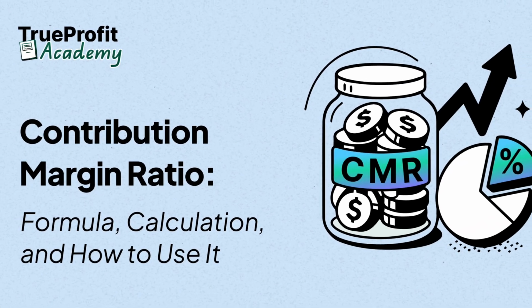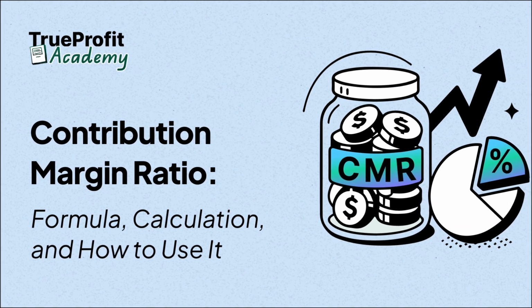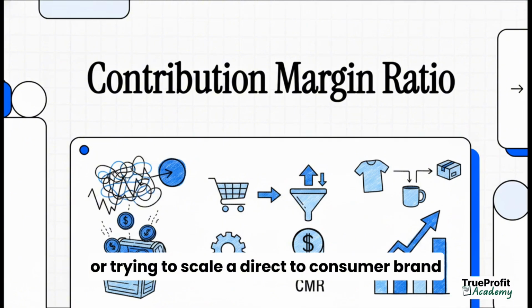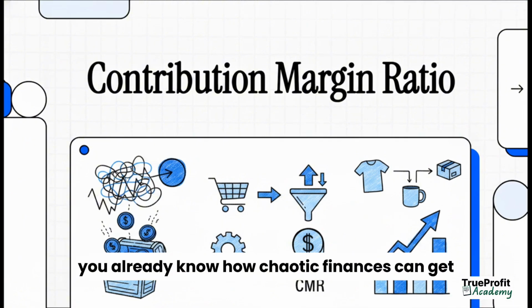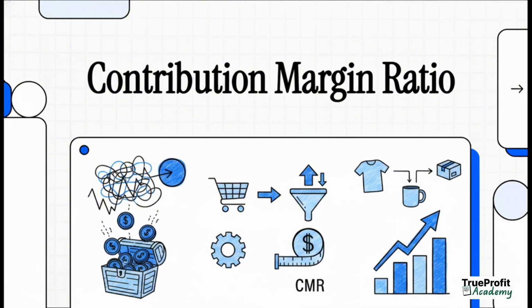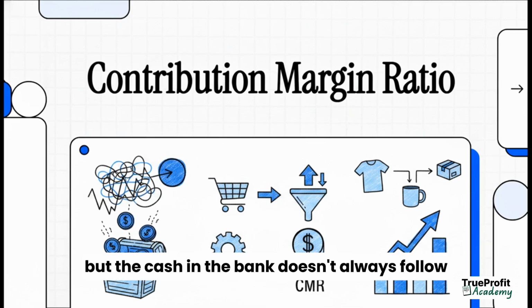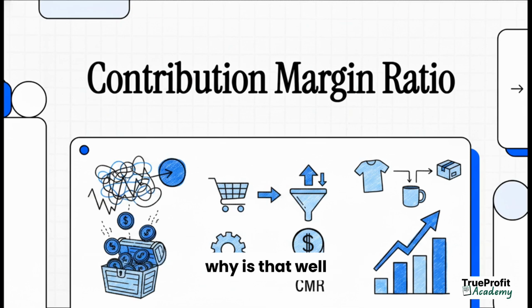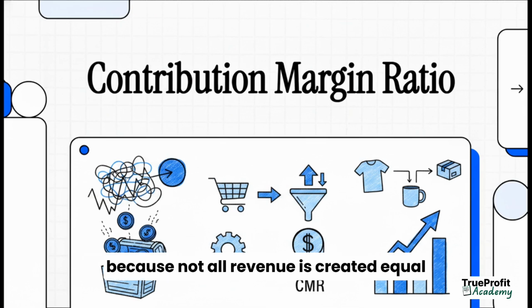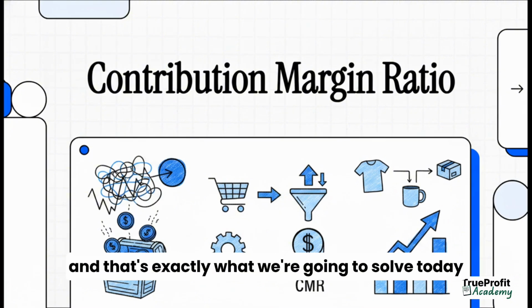Welcome to this explainer. Look, if you're running an e-commerce business, managing different product lines, or trying to scale a direct-to-consumer brand, you already know how chaotic financials can get. Revenue goes up, sure, but the cash in the bank doesn't always follow. Why is that? Well, because not all revenue is created equal, and that's exactly what we're going to solve today.